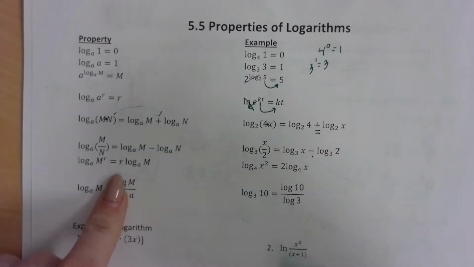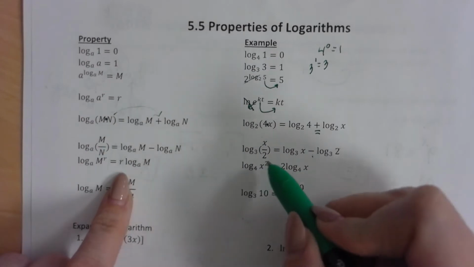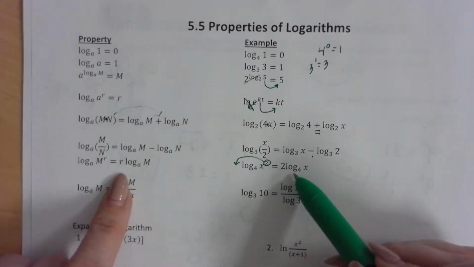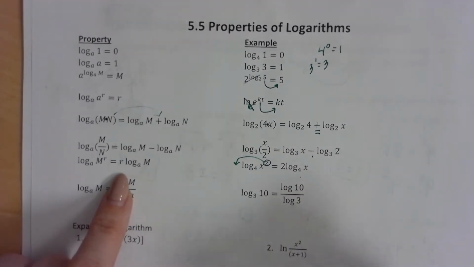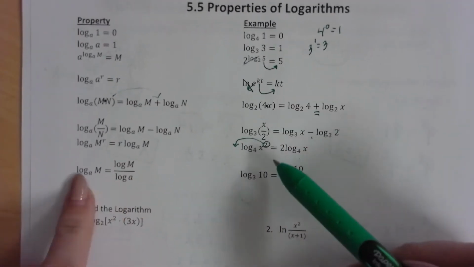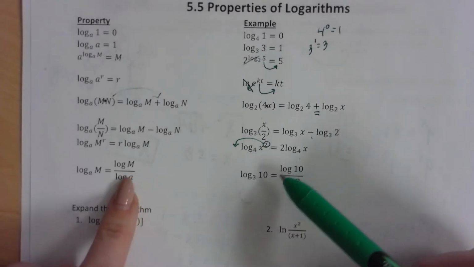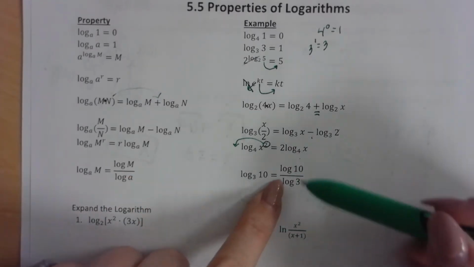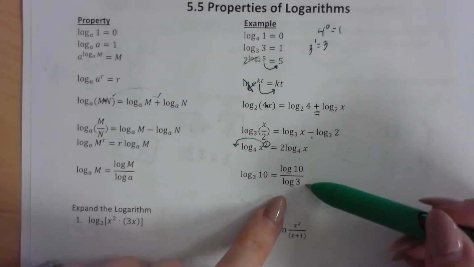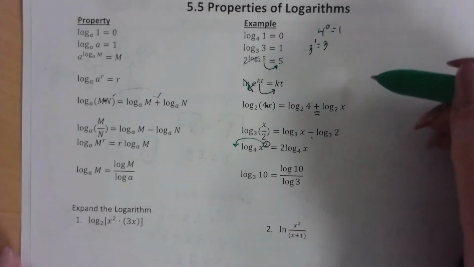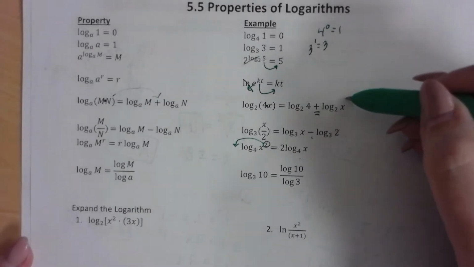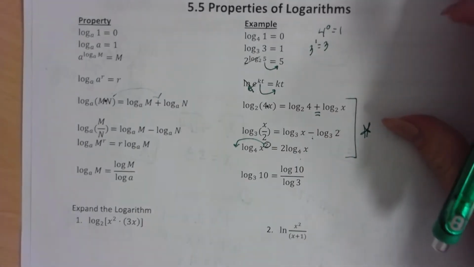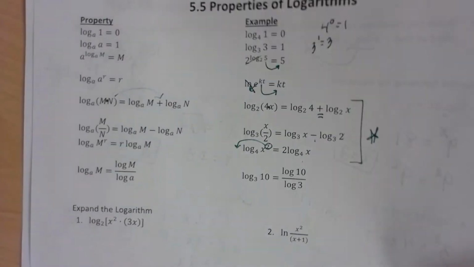This one is another really important one. Essentially when we have an exponent, it can move to the front. So it becomes 2 log base 4 of x. Then if we want to find a log, so let's say we wanted to find log base 3 of 10, we could split that up to be log of 10 divided by log of 3. I would say these 3 are the most important and the ones we're going to be using the most often, but all of them are important.